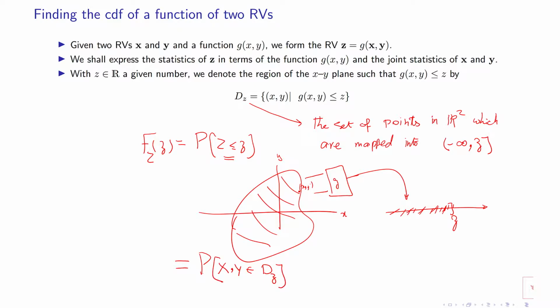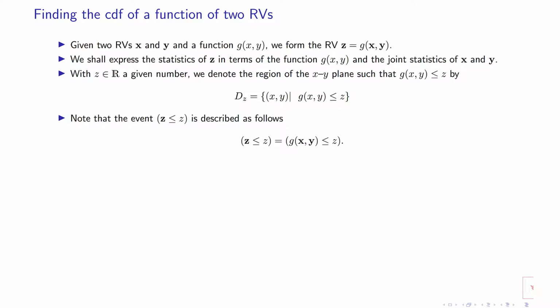Okay, so once you determine this set Dz, you could say that this is the double integral of the joint PDF of x and y, dx dy, over this Dz. So you know that the probability of any event described by x and y is equal to the integral over that area, and so on. So this is what we have. Let us see how we could use this method.